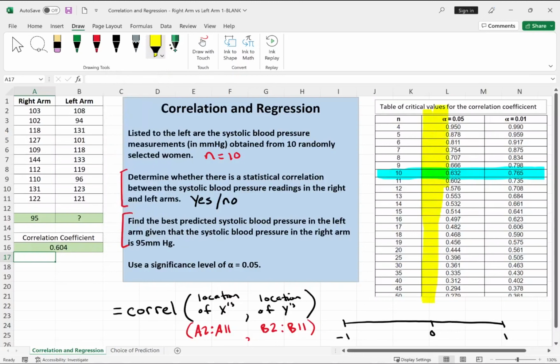And where these two overlap, you'll see in that green cell, we get a critical value, or critical values, plural, of plus or minus 0.632. So that's how we find critical values from this table. We need two things: we need n and we need significance. So we have critical values of 0.632 and negative 0.632.